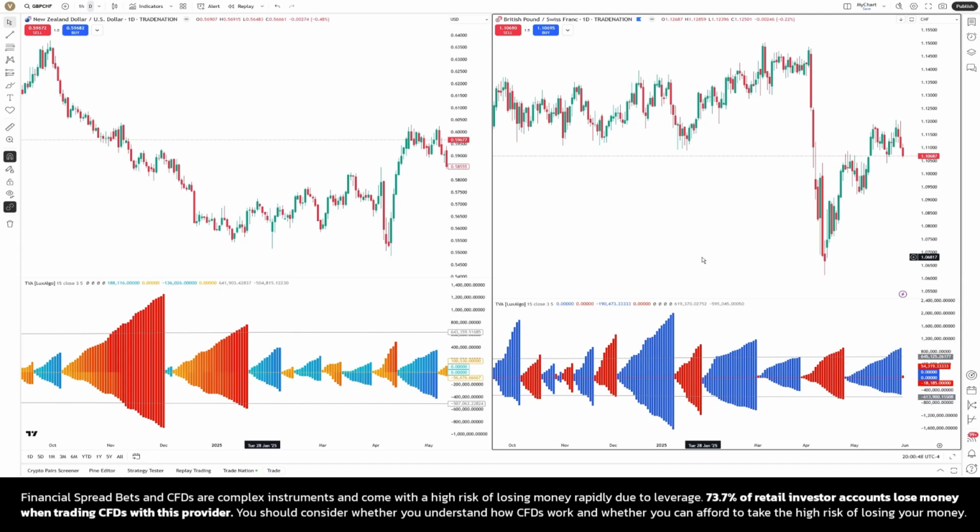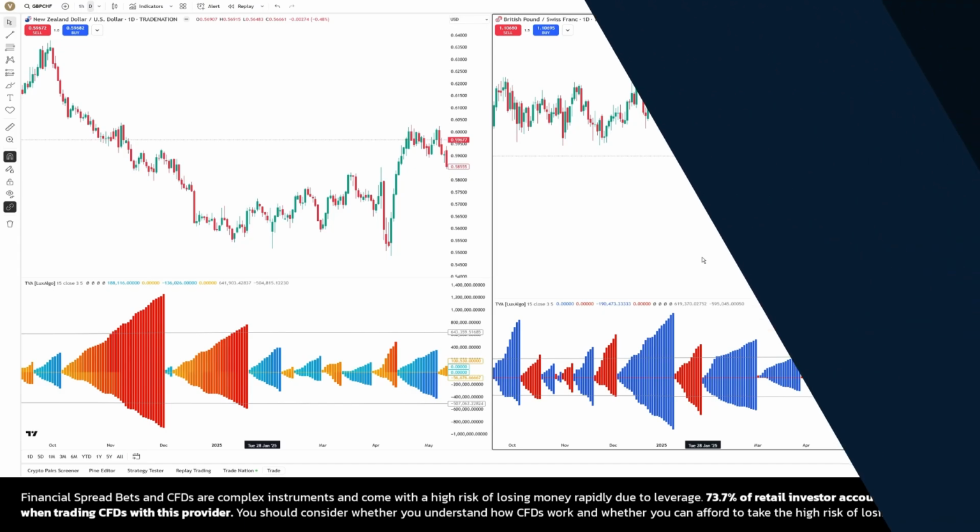What makes this tool particularly useful is its ability to act as a confirmation layer. When trend direction and volume accumulation are in agreement, the move is more likely to sustain. When they diverge, caution is warranted.